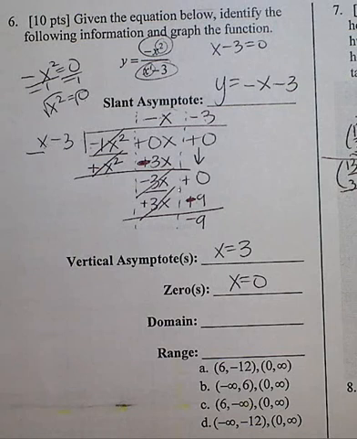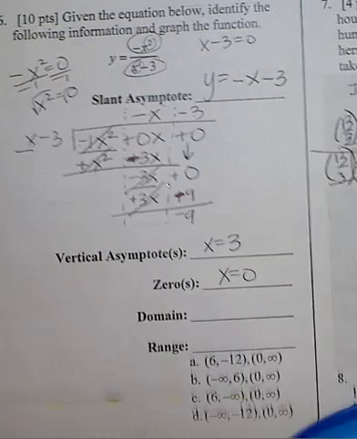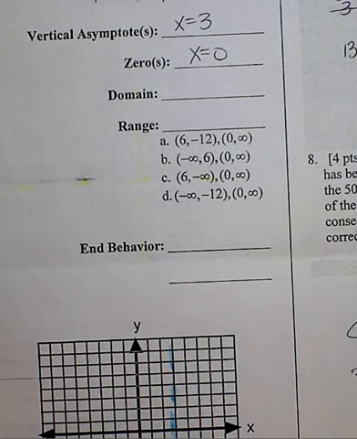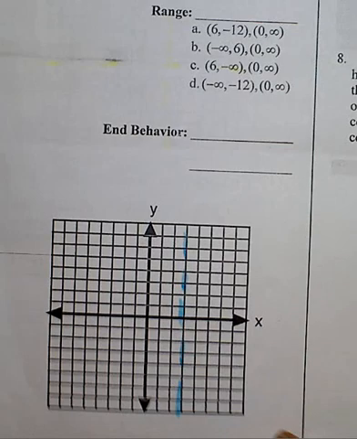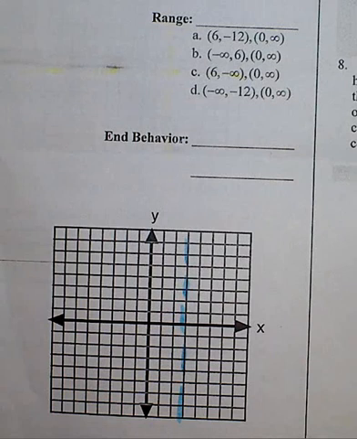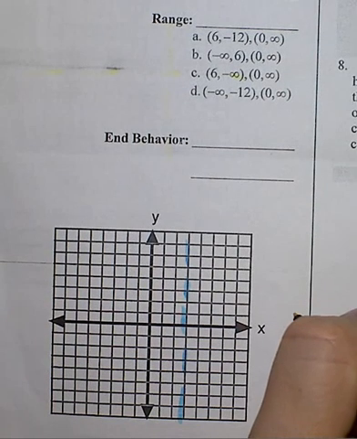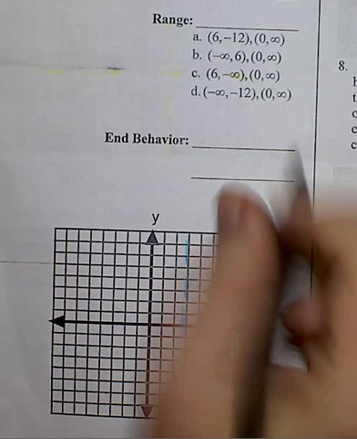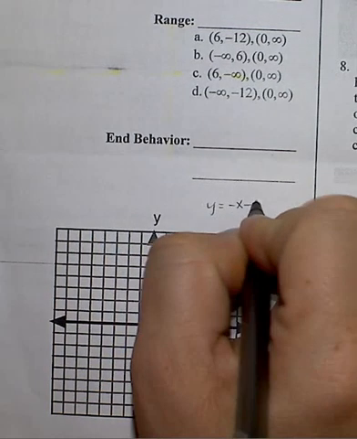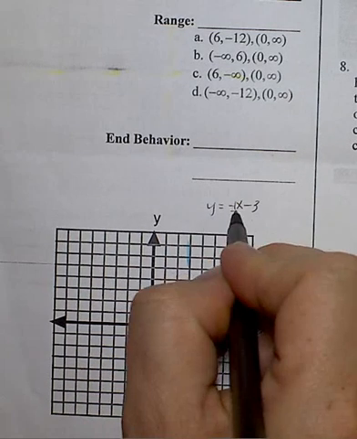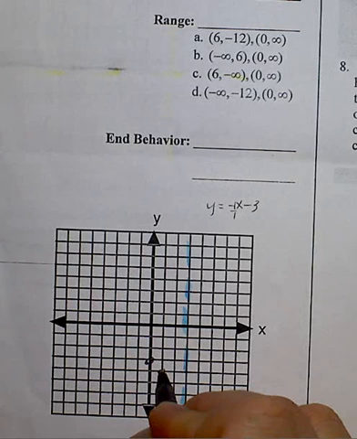Okay, I'm going to graph this with you. It's often easier to have a highlighter. So I'm going to go to x equals 3, and I'm going to graph the vertical asymptote. Then I'm going to graph the slant asymptote, also known as the diagonal asymptote or the oblique asymptote. And that is y equals negative x minus 3. So start at negative 3, and it has a slope of negative 1 over 1, down 1 over 1, down 1 over 1.